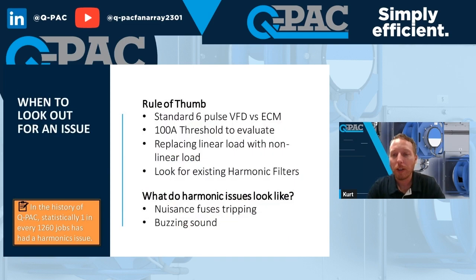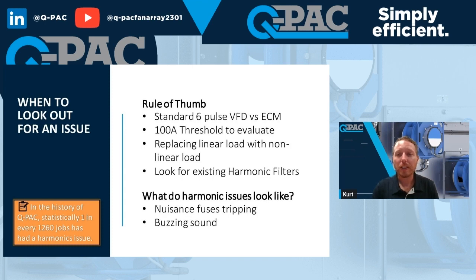So there are some rules of thumb. If you're worried about harmonics, there are some things to look out for. If you're replacing a standard 6-pulse VFD with an ECM fan, you're more than likely not going to have any issues. We did some testing comparing VFDs to EC fans, and EC fans actually had a couple points lower total harmonic distortion than a 6-pulse VFD.